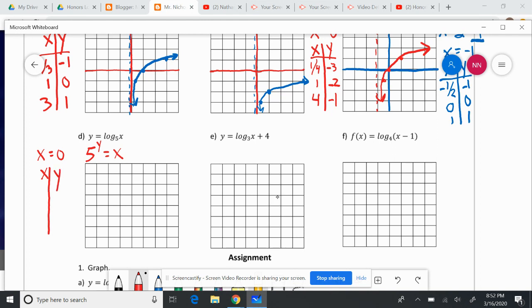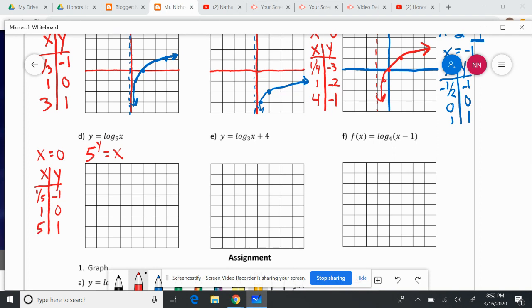Remember, y is our independent variable. So we're going to pick -1, 0, and 1. When we plug in a -1, it flips and it becomes 1/5. When we plug a 0 in, anything to the 0 is 1. When we plug in a 1, we get 5.